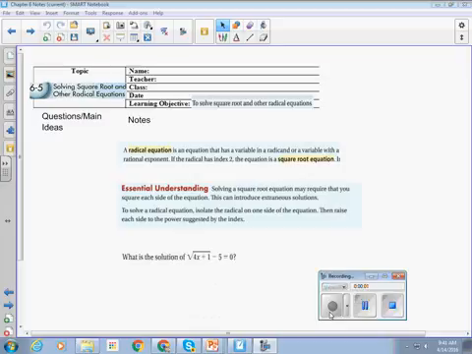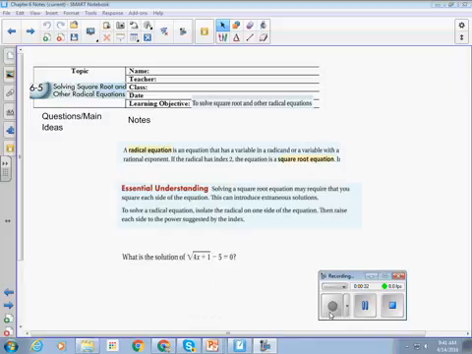So this is Chapter 6, Section 5, Solving Square Root and Other Radical Equations. Our learning objective is to solve square root and other radical equations, such as cube root, fourth root, etc. So a radical equation is an equation that has a variable in a radicand or a variable with a rational exponent.